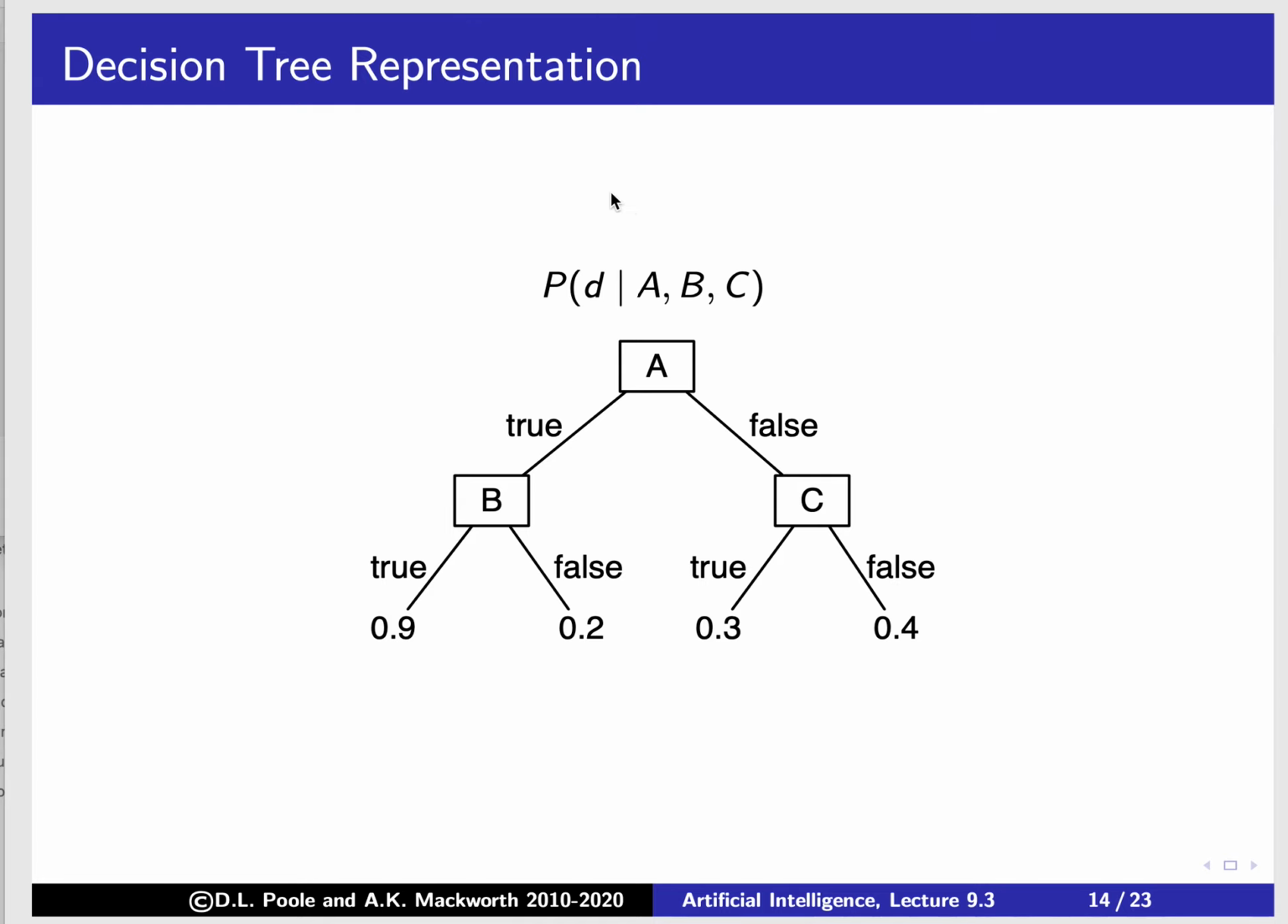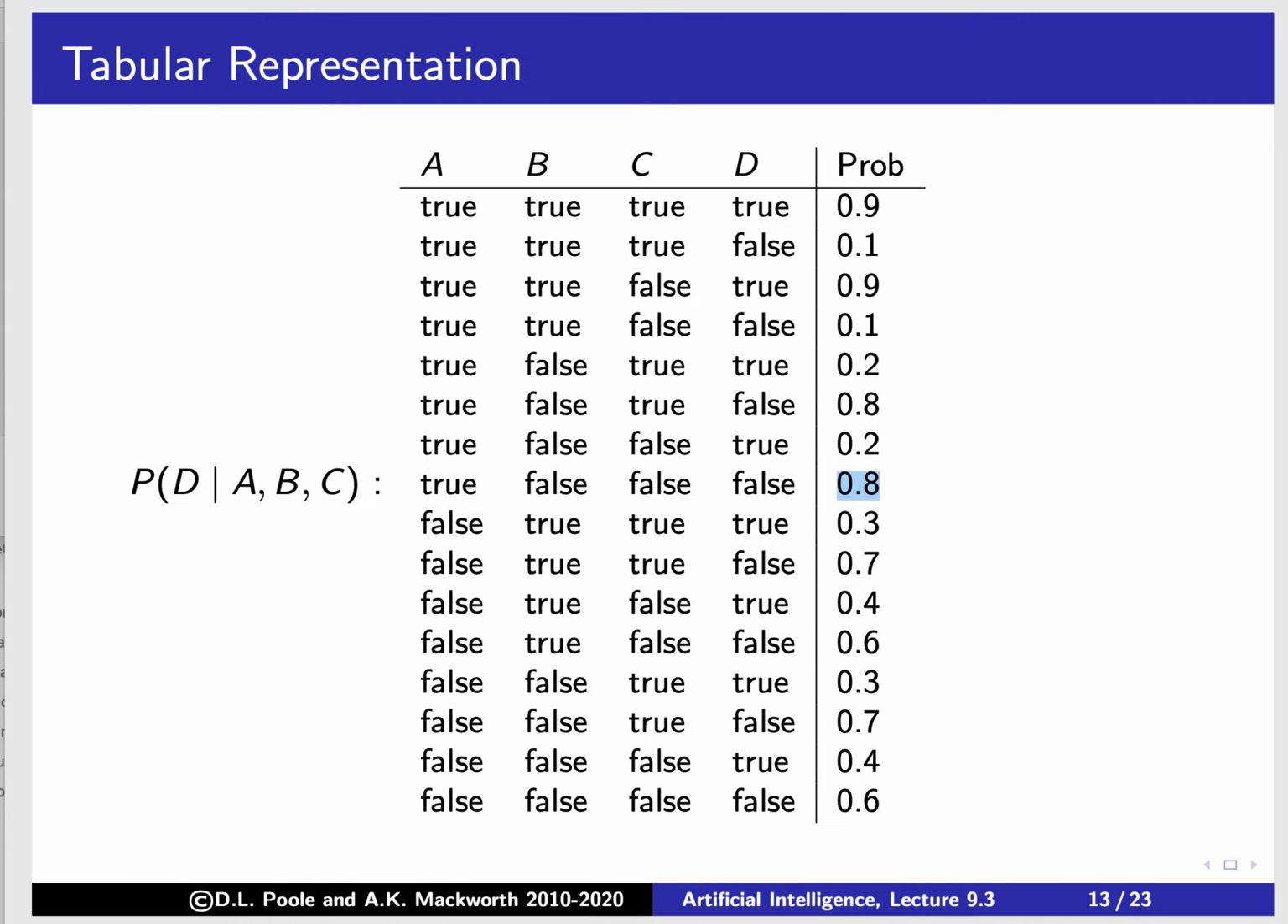What we're going to do is look at the probability of D. So this little d here means D is true, given A, B, and C are the parents of it. We can look at the case when A is true, then we look at whether B is true or false. If A is true and B is true, the probability of D is 0.9. That's exactly the same here: when A is true and B is true, the probability is 0.9, and it doesn't matter what the value of C is.